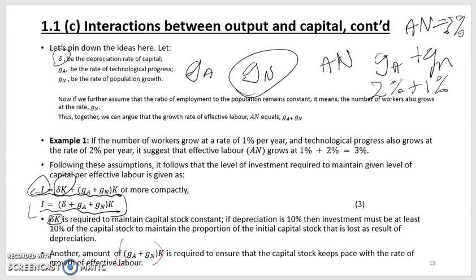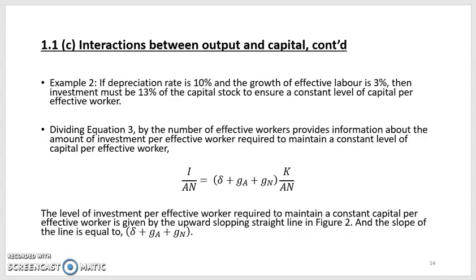So what does this mean in reality? It means that, for example, if the depreciation rate is 10% and the growth rate of effective labor, which is GN plus GA, is 3%, then investment must be 13% of the capital stock to ensure a constant level of capital per effective worker, meaning that the new investment, which will translate into capital, must cover what has depreciated and what is needed to maintain growth.